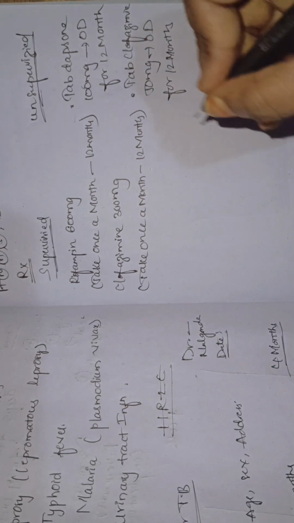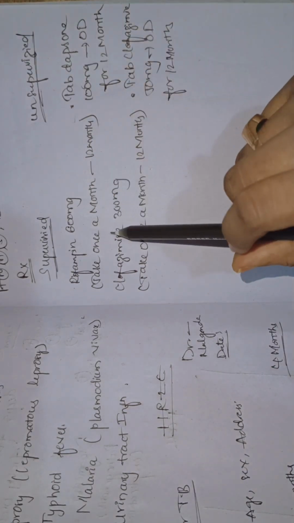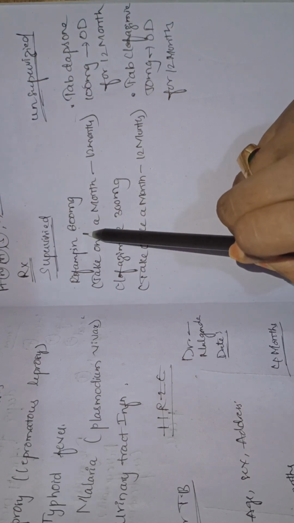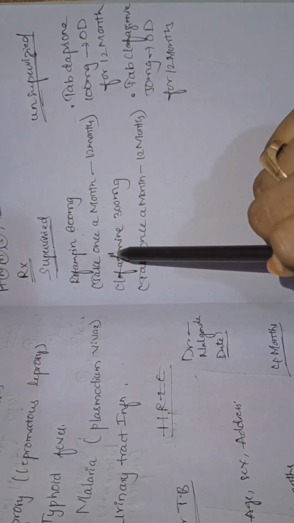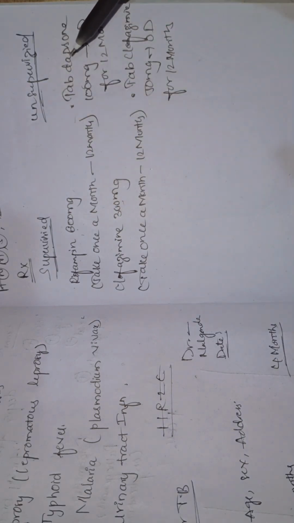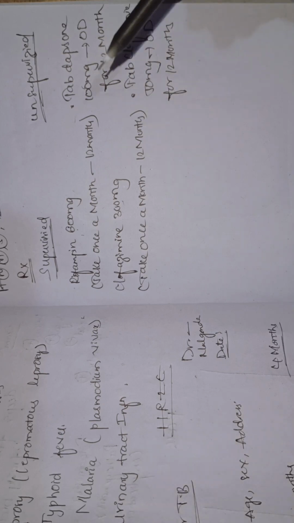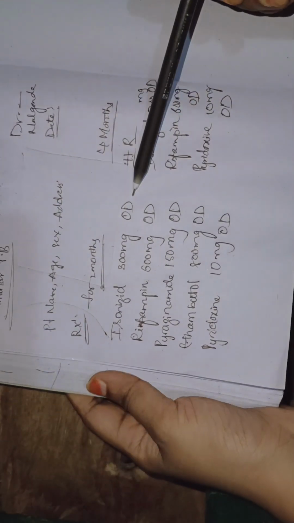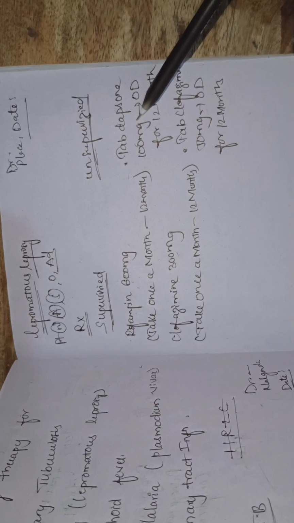This is the treatment for lepromatous leprosy. What is the treatment of lepromatous leprosy? Rifampin 600 mg and clofazimine 300 mg once a month for 12 months. Daily for 12 months, dapsone 100 mg and clofazimine 50 mg. Okay, this is the lepromatous leprosy treatment. This is the TB treatment, and this is the lepromatous leprosy treatment.